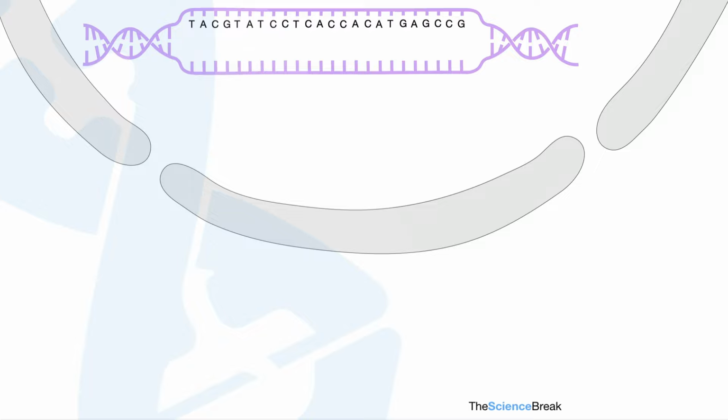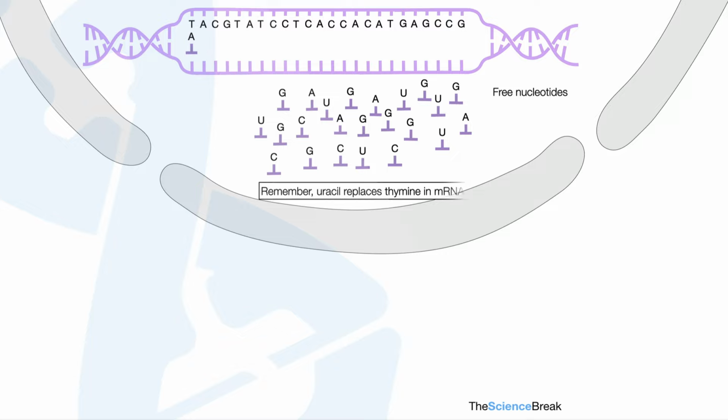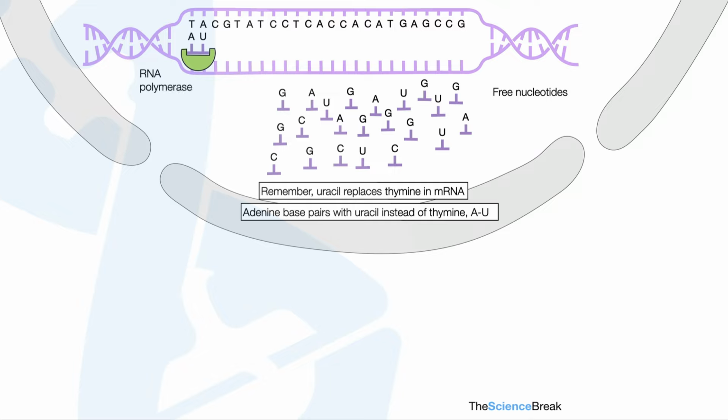We have our base sequences there that's shown on what we call the template strand, and we have free nucleotides in the nucleus. We will have base pairing, T with A, but remember, uracil replaces thymine in mRNA, so adenine base pairs with uracil instead of thymine. A will base pair with U. So next we have U, and then we have the involvement of an enzyme called RNA polymerase.